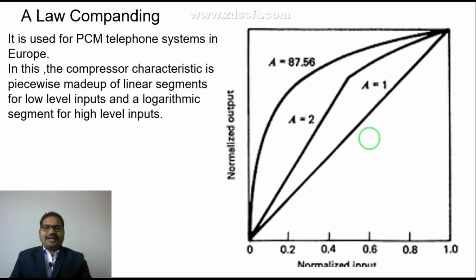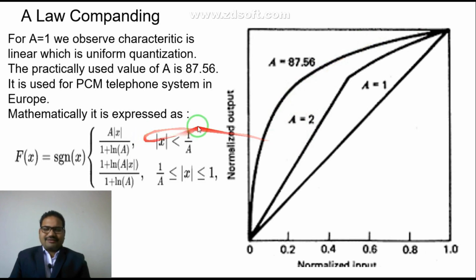Second is your A law. Basically A law is used in the PCM telephone system in Europe. In this, the compressor characteristic is piecewise, made up of linear segments. You can see that over here it is linear, a piecewise linear segment for low levels of inputs, and for high values of inputs it is what? A logarithmic segment.